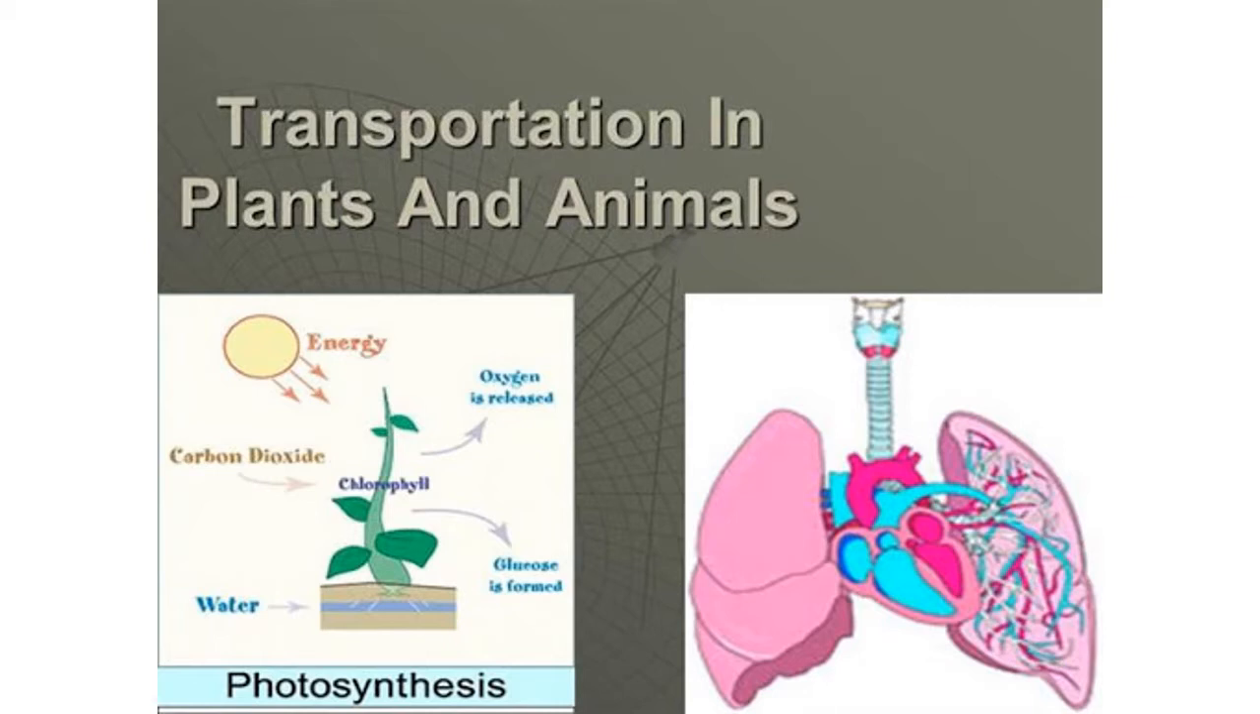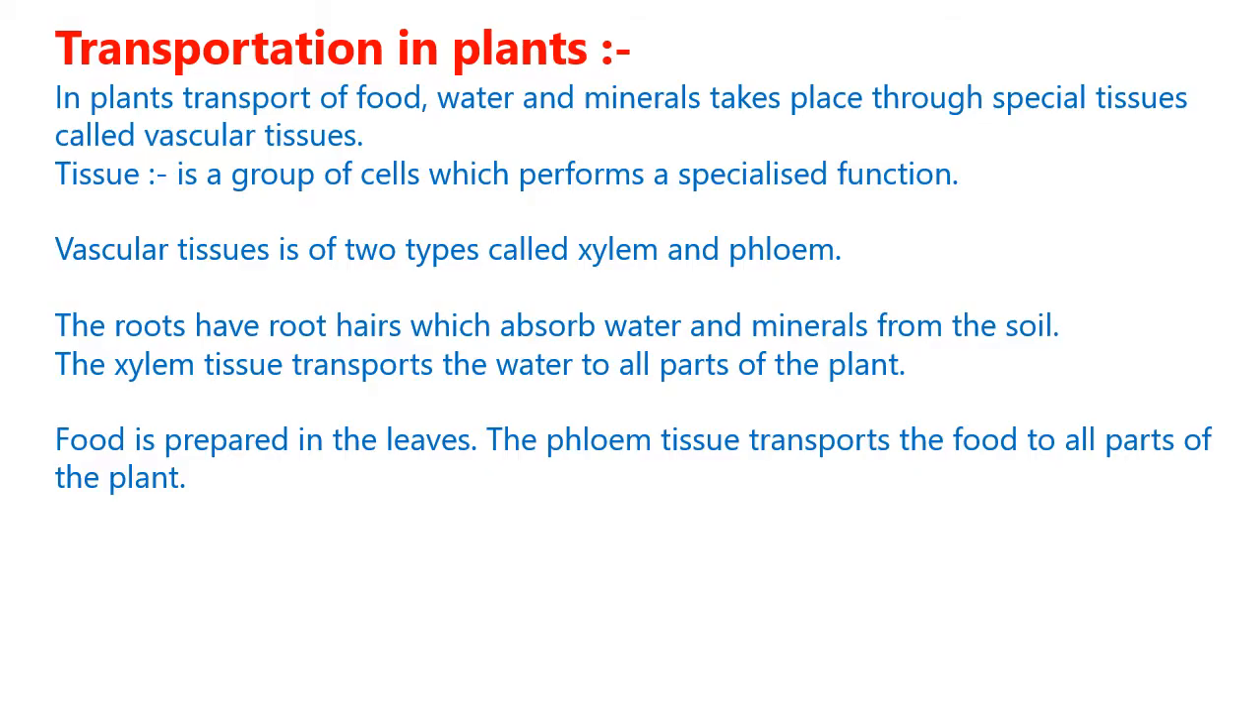We are going to start the fourth part of our video, that is transportation in plants and animals. In today's topic, we are going to talk about the transportation in plants. Last time we talked about the transportation system, or you can say excretory system, in animals. Today we are going to talk about the transportation system in plants. In plants, transport of food, water and minerals takes place through special tissues called the vascular tissues.